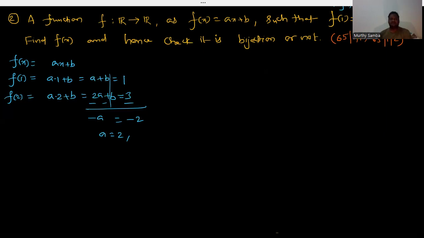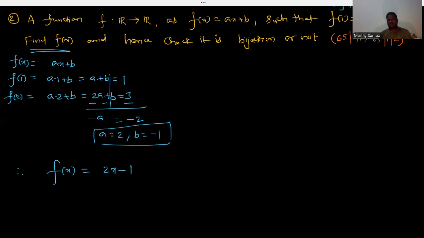If a plus b is equal to 1 and a is equal to 2, then 2 plus b is equal to 1, which means b is equal to minus 1. So the value of a is 2 and b is equal to minus 1. These are the values of a and b. After finding the function, we found that f of x is equal to ax plus b, where a is equal to 2 and b is minus 1.